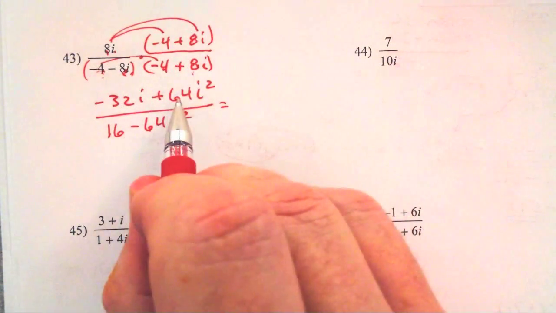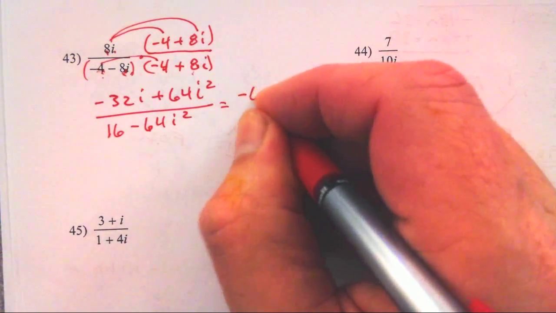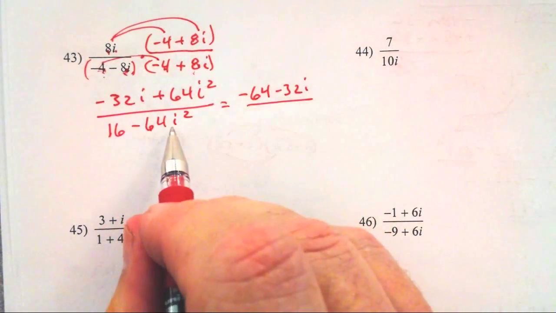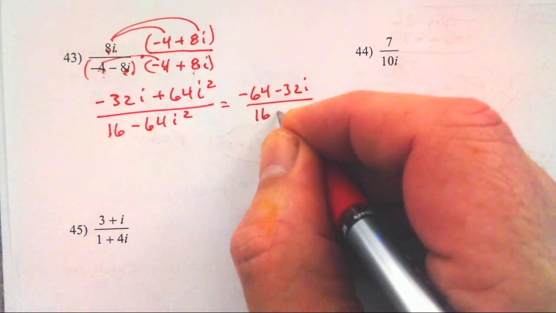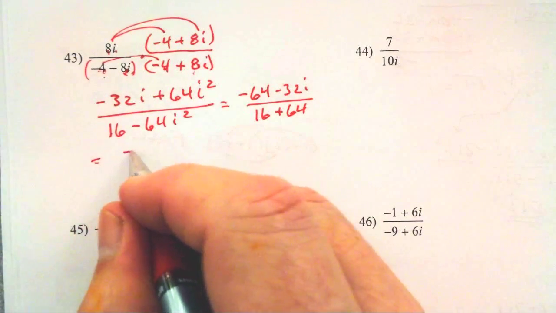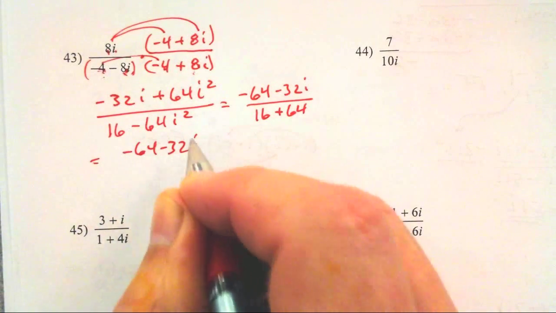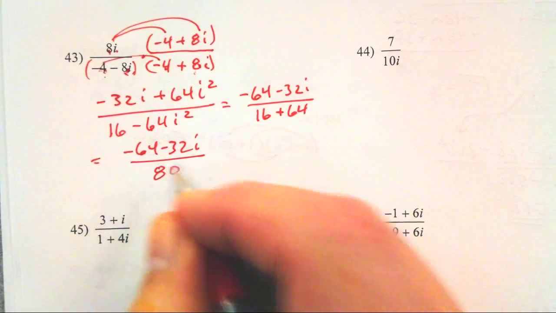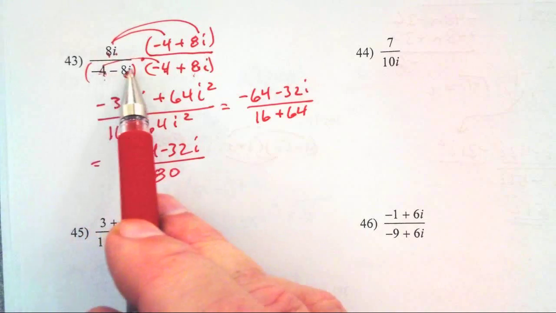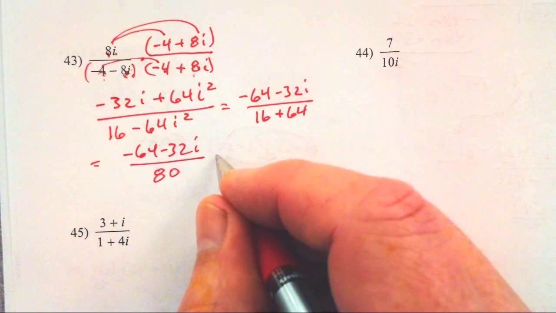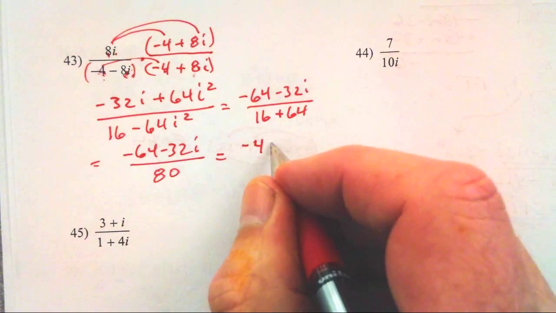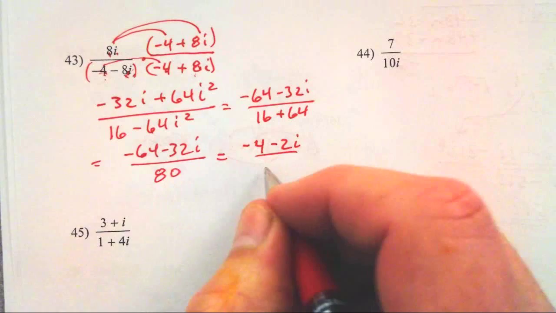So this becomes real. This is 64 times -1. -64 minus 32i's over, this becomes real, 16 plus 64. We'll continue down here. -64 minus 32i's on 80. Each of these divides by 16. Oh, it would have been so much easier to reduce each by 4 to begin with. But each reduces by 16, so I get -4 minus 2i on 5.